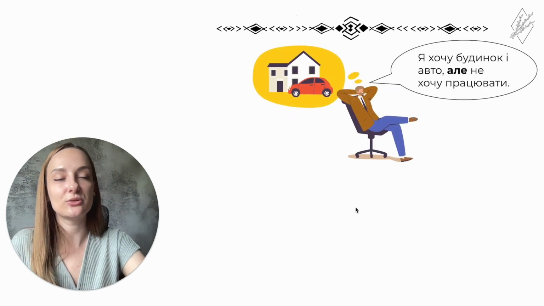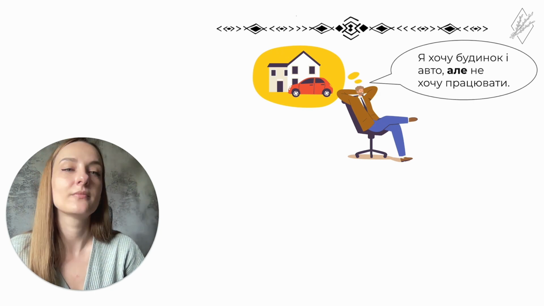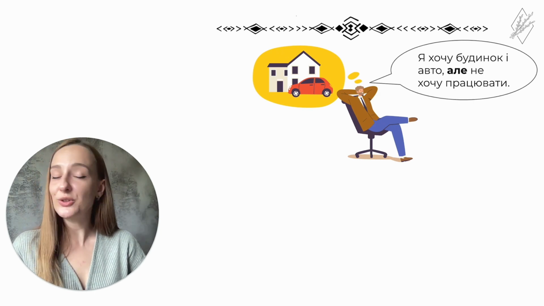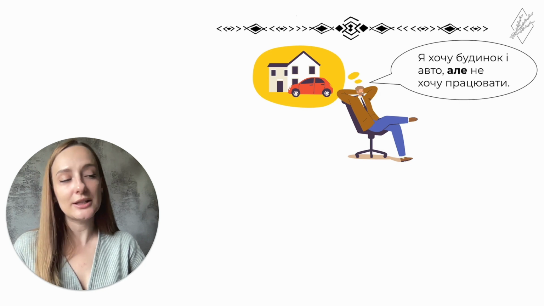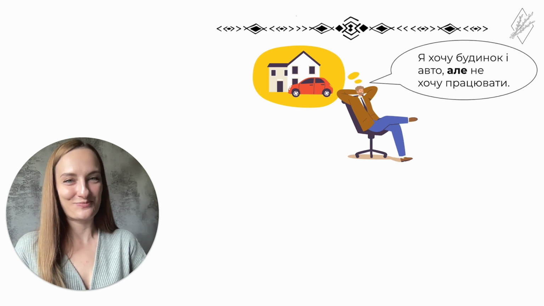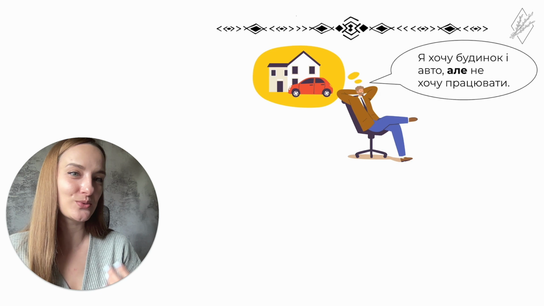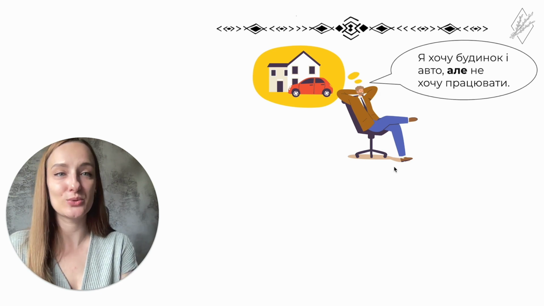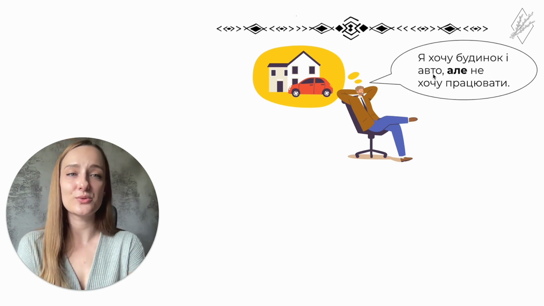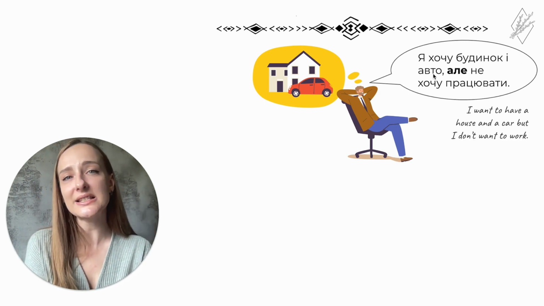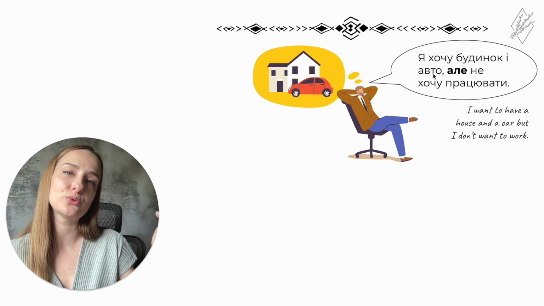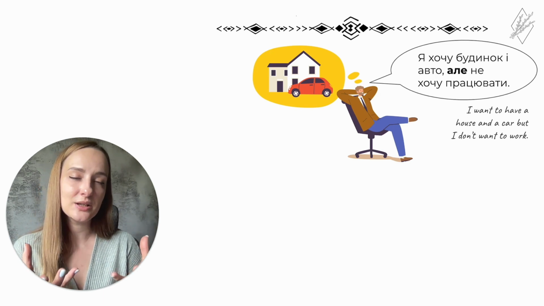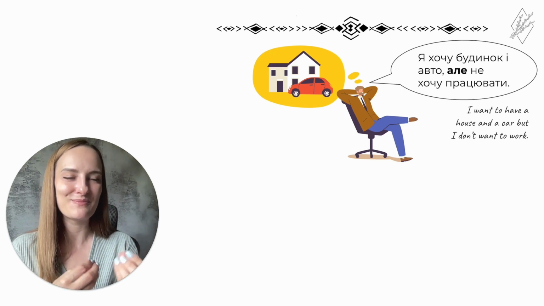Great. Now let's take a look at the conjunction але. Я хочу будинок і авто, але не хочу працювати. So here we are speaking about what? About our wishes, about what we want. So he says, I want a house and a car, but I don't want to work. So it's like an opposite, but just partial, yeah?